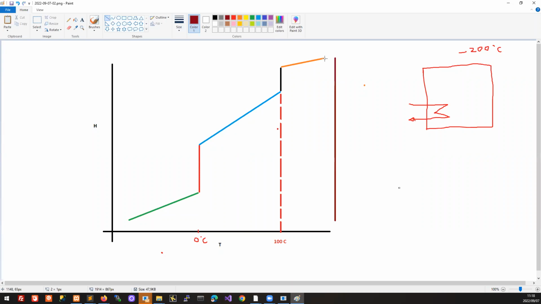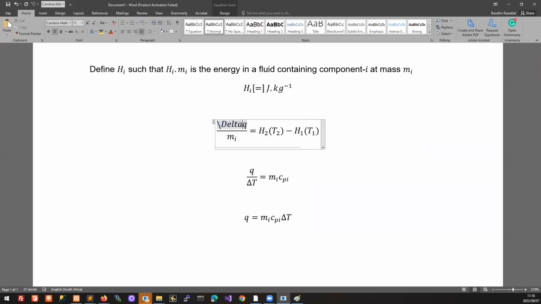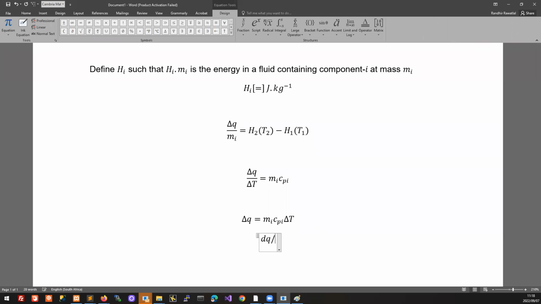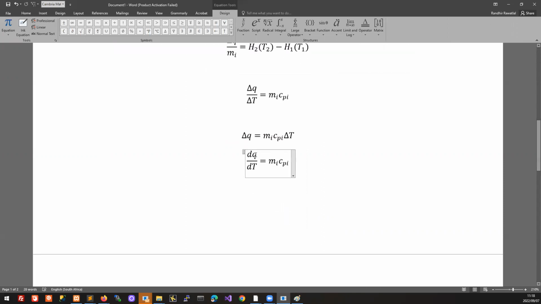And this slope, of course, is our heat capacity. Remember, you could also think of this as the amount of heat added, so we can think of this as a delta. That's the amount of heat added to our fluid. And so we could say dq/dt equals m Cp. If you are doing this on a 1 kilogram basis, then you could say this is dH/dt, and this is for 1 kilogram.